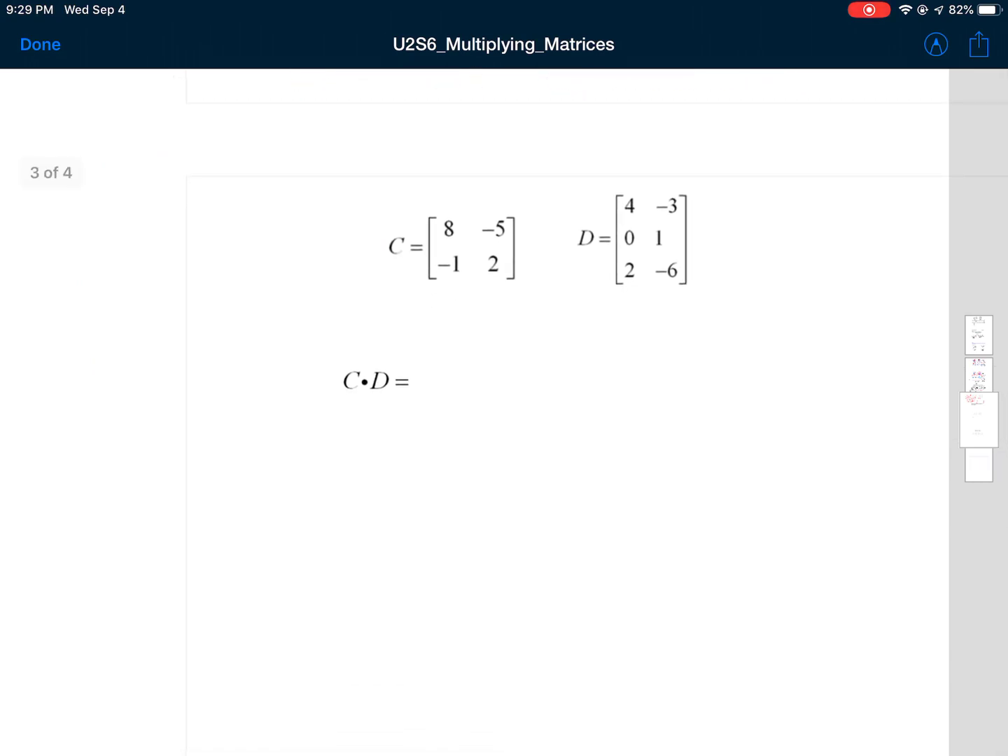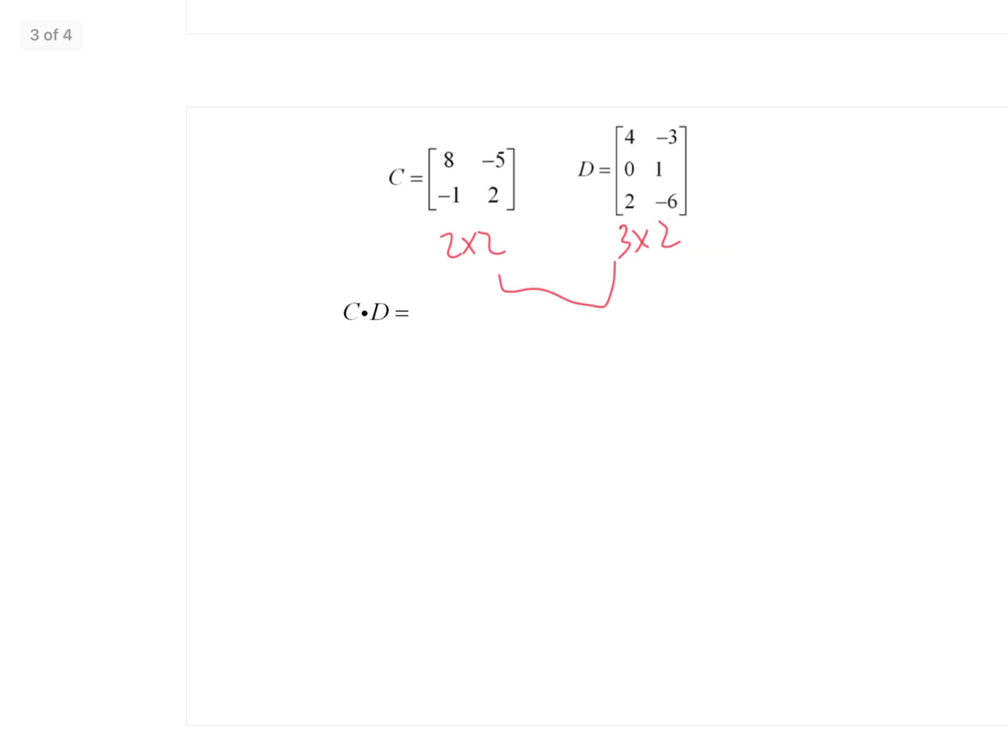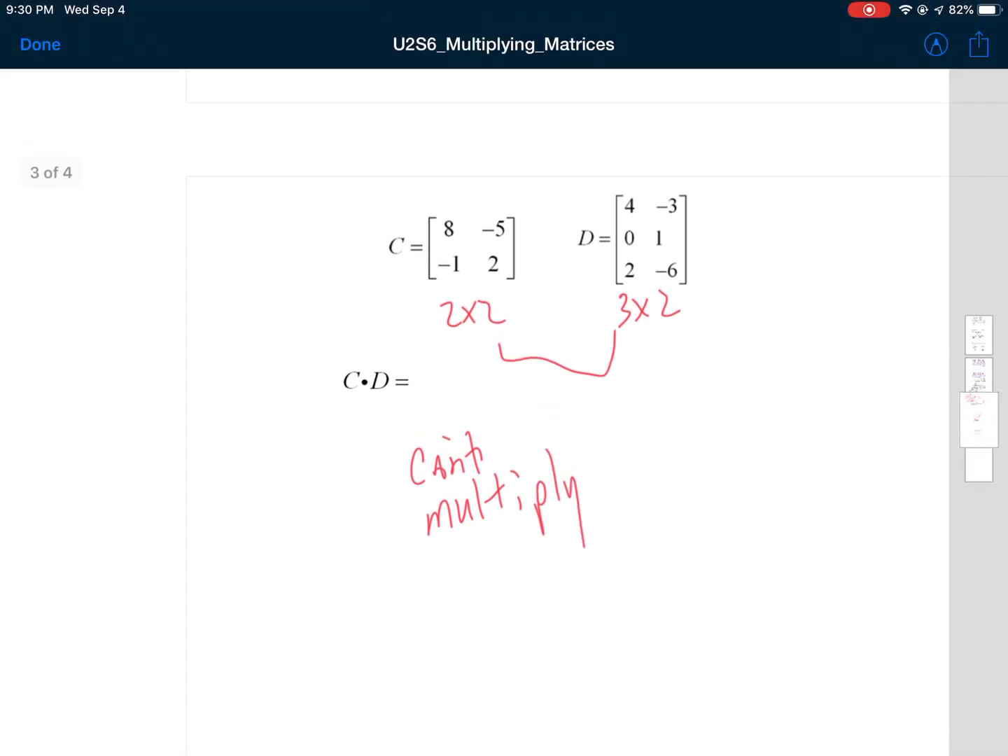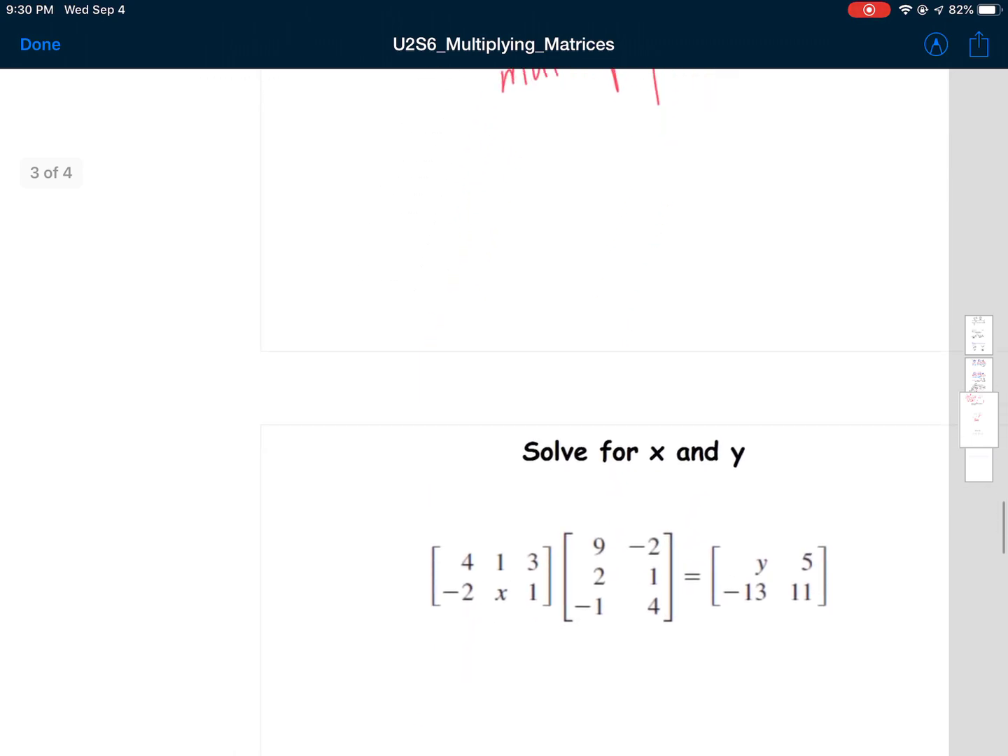Let's try C and D. So C is going to come first. There's my 2 by 2. Okay, here's my D. Here's my 3 by 2. So there, before I even start, because 2 and 3 are different, I can't multiply. So that's going to save me any time because I'm pretty much done with the problem.